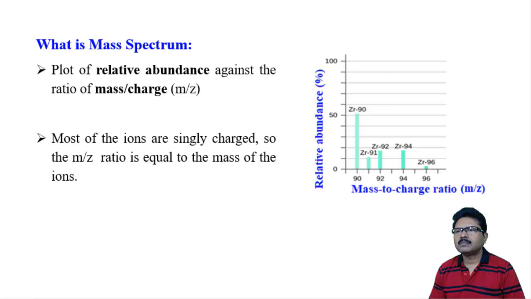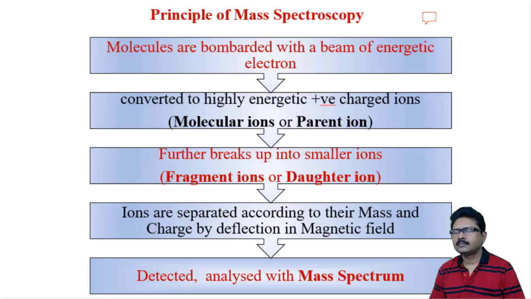Now what is a mass spectrum? A mass spectrum is a plot of relative abundance against the ratio of mass to charge. Here the x-axis is the mass to charge ratio, m by z, and the y-axis is relative abundance in percentage. Whatever ions are produced, the maximum are singly charged, meaning the value of z is equal to 1. So on the x-axis, m by z is equal to just m. So whatever peaks we get in the mass spectrum will identify different molecules or different ions with their relative abundance.